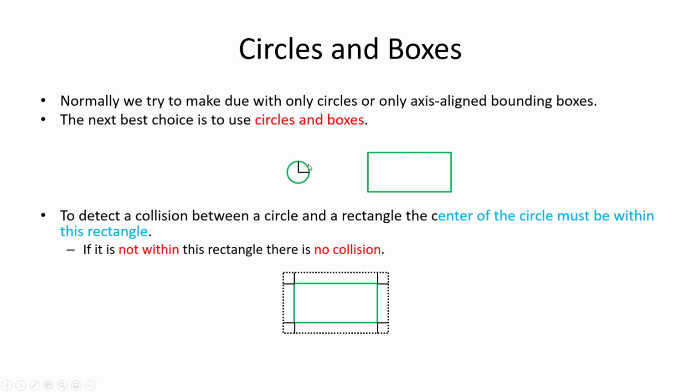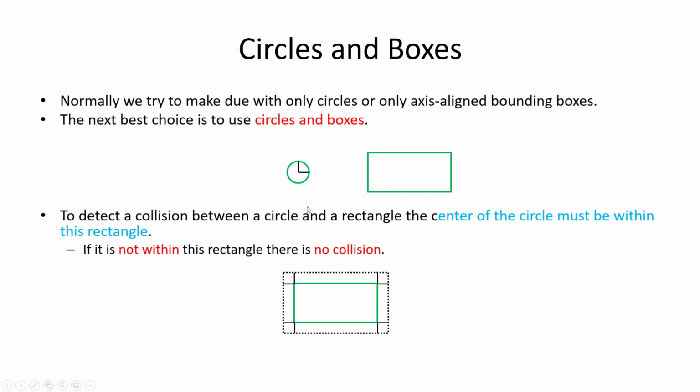If this circle collides with this rectangle, then notice the center point of our circle must be within this larger dotted box outside here. It must be, okay? Let me put that in the opposite way, the negative way. If the center point of my circle is outside of this dotted box, then my circle does not collide with my rectangle.